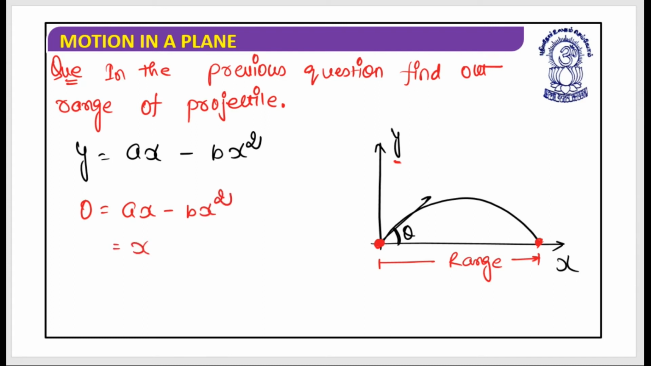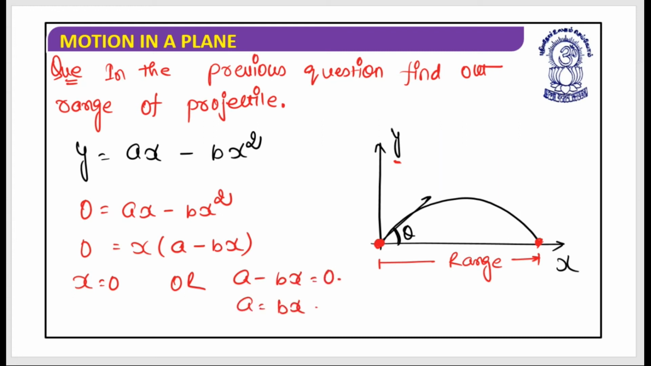While this is the situation, I can have two values of x. That is, 0 is equal to x into bracket a minus bx. So either x would be equal to 0 or a minus bx could be equal to 0. So a equals bx, which can be written as x equals a by b. I hope these things are clear.